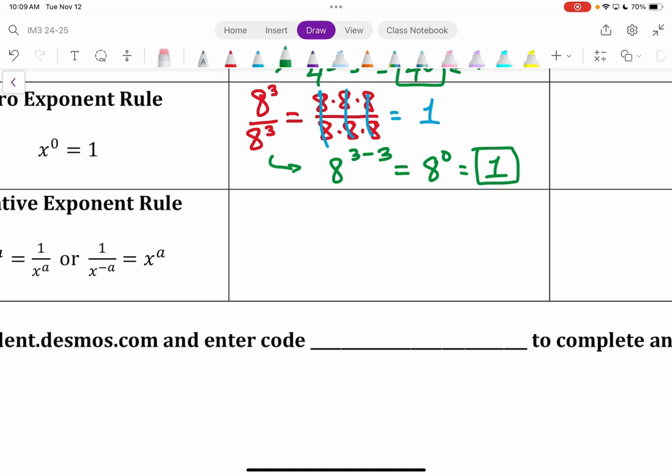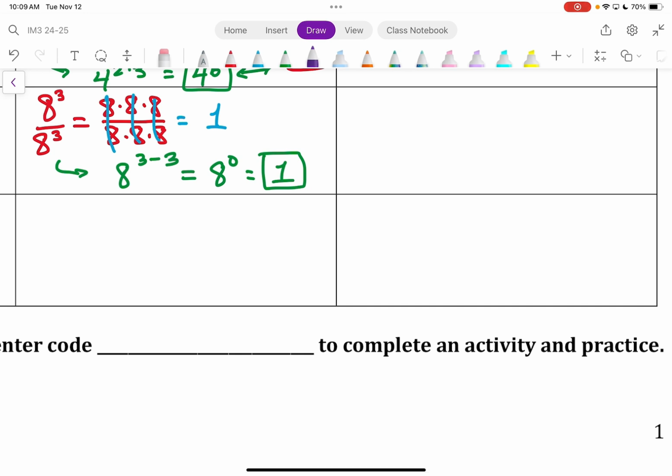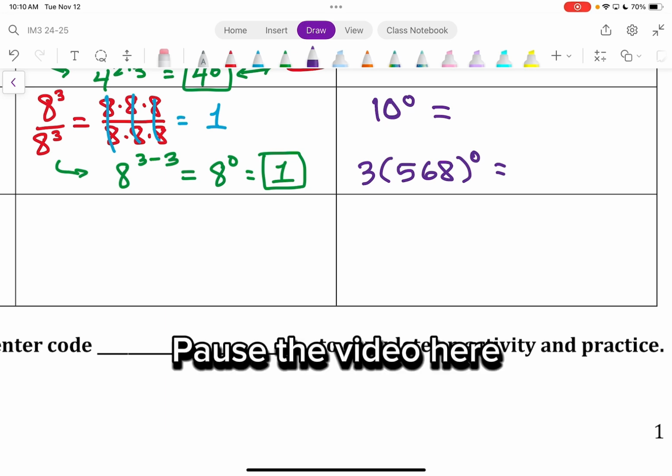Okay? All right. So try these next two. 10 to the 0 power. What's that equal to? 3 times 568 to the 0 power. What about that one? What's that equal to?